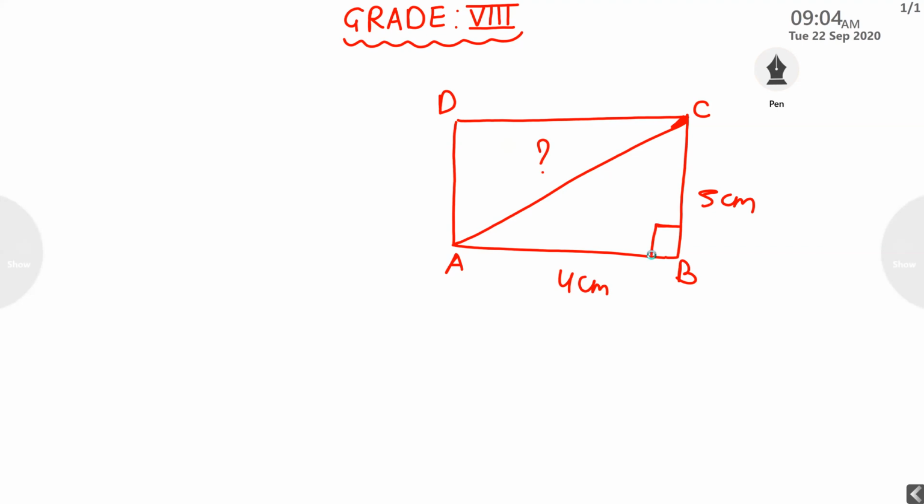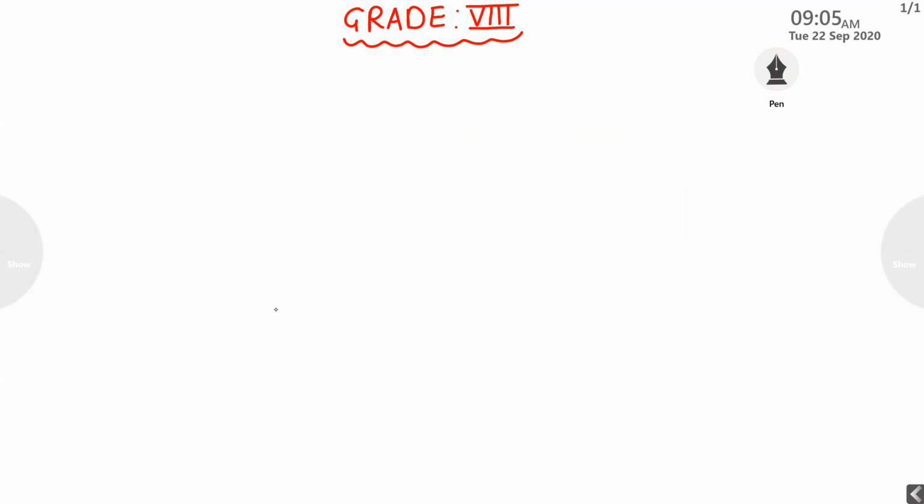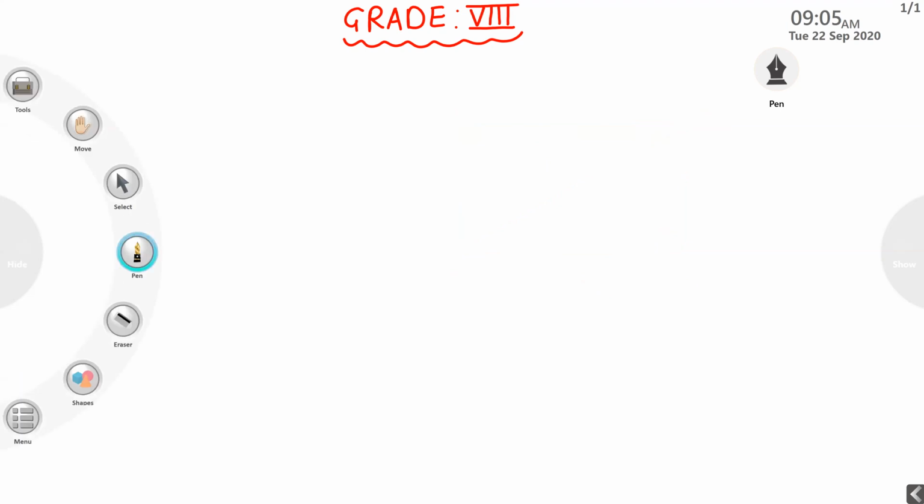Why are we learning Pythagoras theorem here? Already you know AC is called hypotenuse, or we can say AC is also the diagonal. If they have given length and width, how to find the diagonal? By using Pythagoras theorem. Keep the heading Pythagoras theorem on the left side.